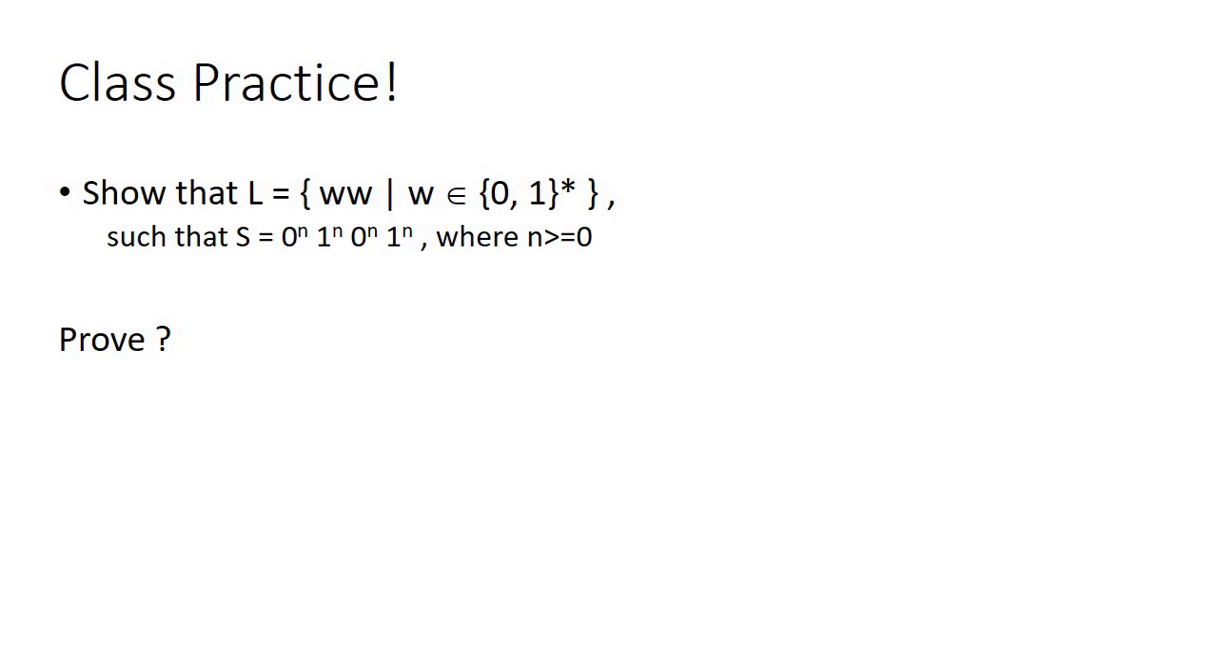So here is the class practice problem for you guys, and here is the language, which is basically w, where w belongs to zeros and ones, such that s is equal to 0 to the power n, 1 to the power n, then 1w, and then again because there are two w's, 0 to the power n and 1 to the power n come again, where n is greater than or equal to 0.